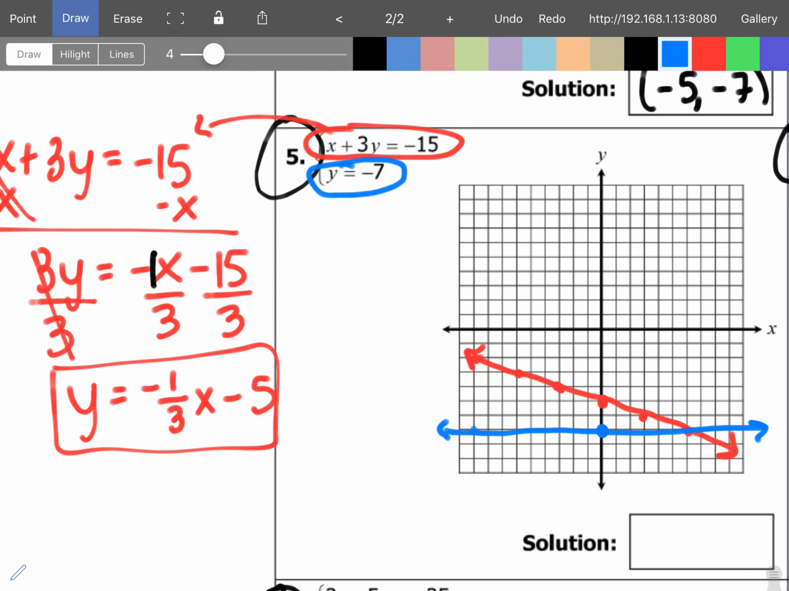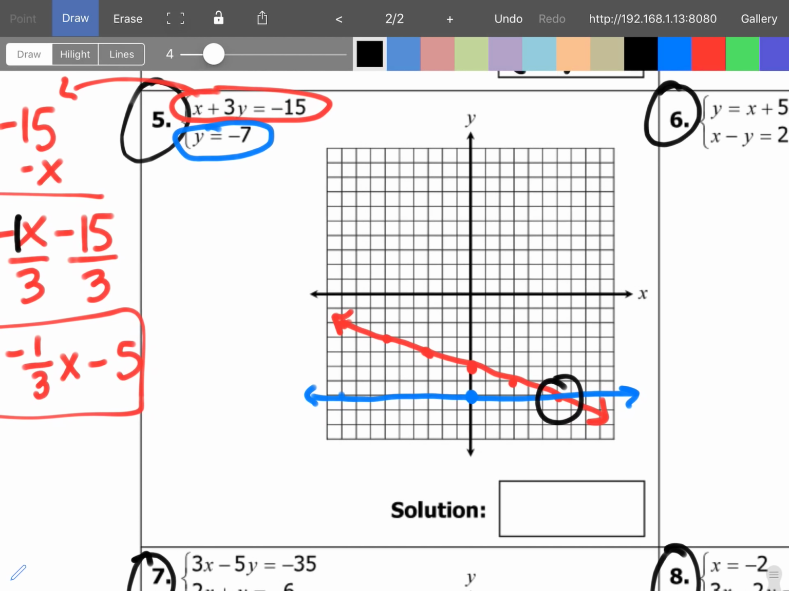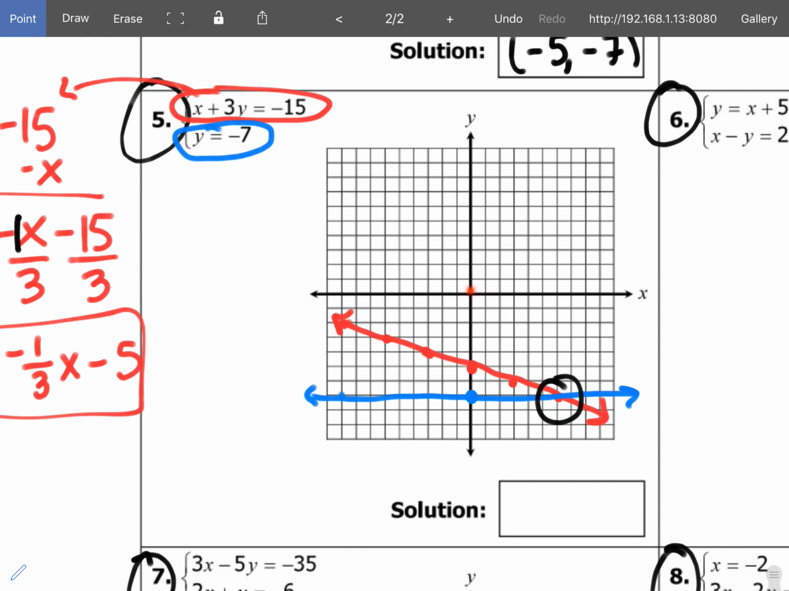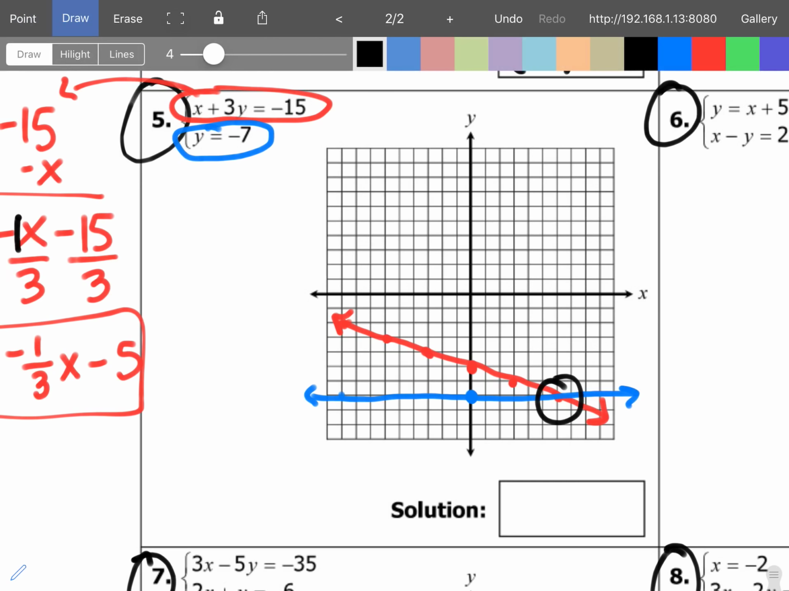You draw it horizontally. Okay, so where does it intersect? It intersects right here. So that's your answer. That's your solution. So we're going to start at 0, 0, and we're going to go over 1, 2, 3, 4, 5, 6. So positive 6, negative 1, 2, 3, 4, 5, 6, 7. So positive 6, negative 7, that's your answer. So try 6 through 8, and then show me when you're finished.